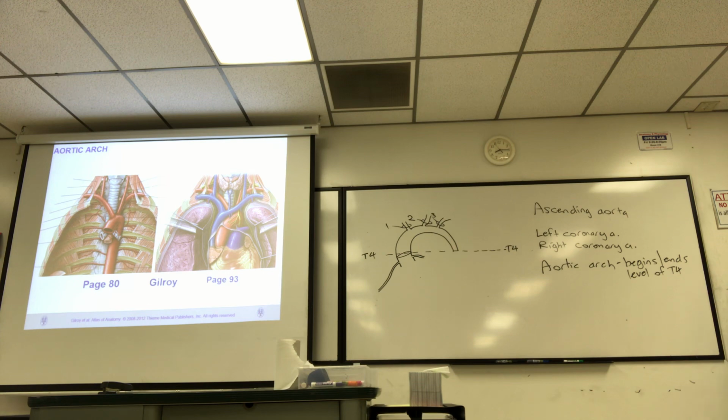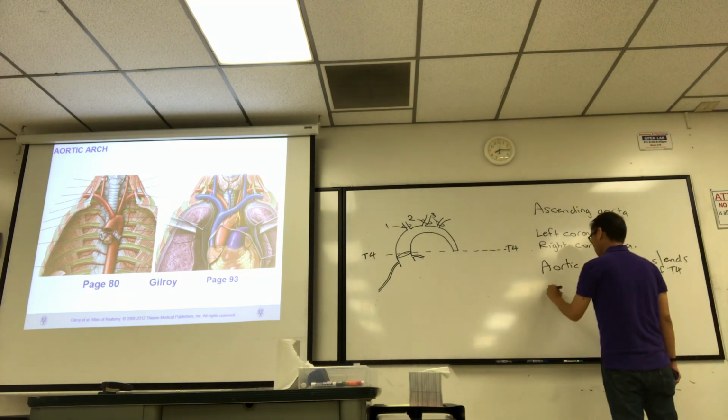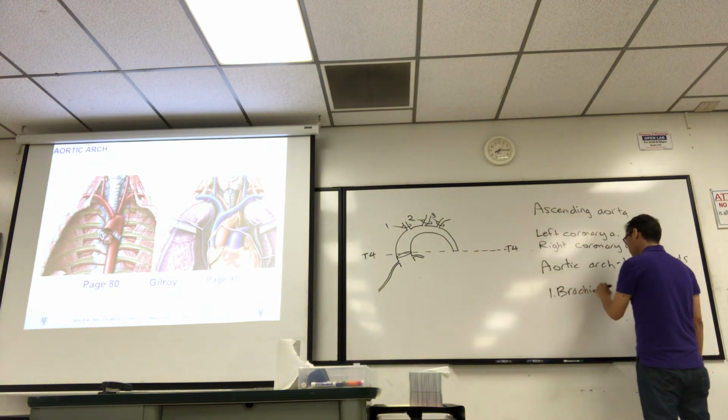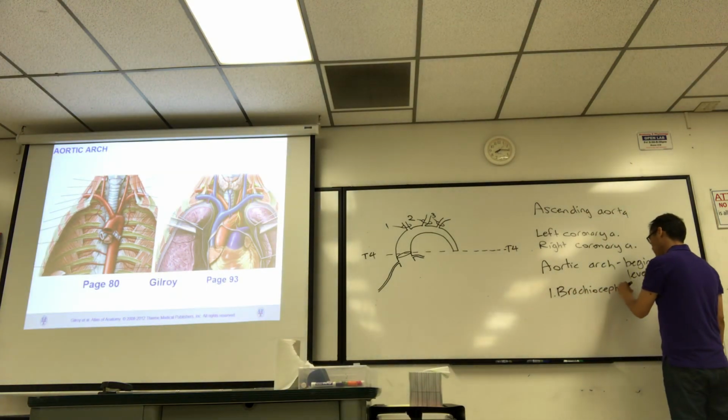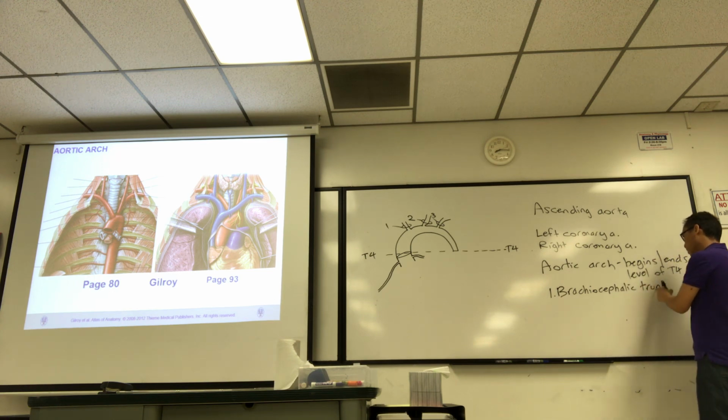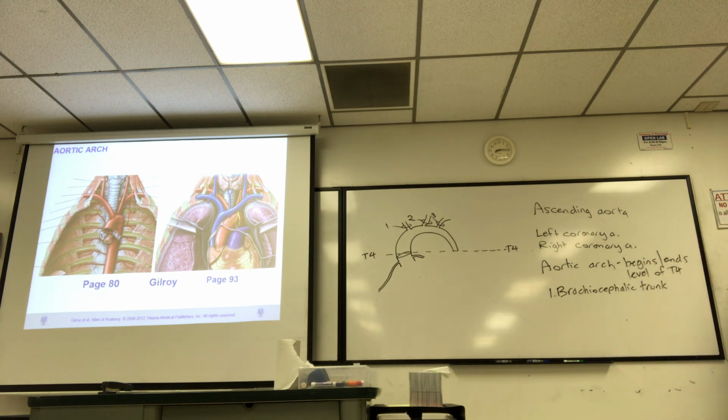And those branches at the top, 1, 2, 3, from right to left, are called the center of arterial circulation. They supply a lot of blood to major regions. So one is the brachiocephalic trunk. It's an artery. Sometimes they call arteries trunks. Number 2 is the left subclavian.